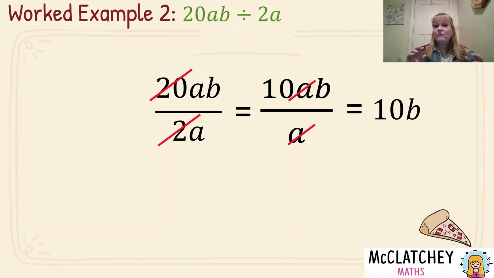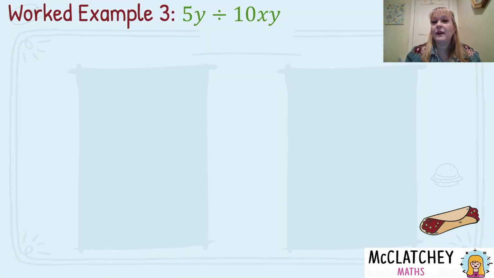So I could simply write 10b over 1, or we just write 10b, because when we have a denominator of 1, we don't need to write it. So the a divided by the a disappears basically, because we're now multiplying 10 by 1 by b. 10 times 1 makes 10, so we don't need to write that times 1 in there. Okay, let's look at worked example 3.